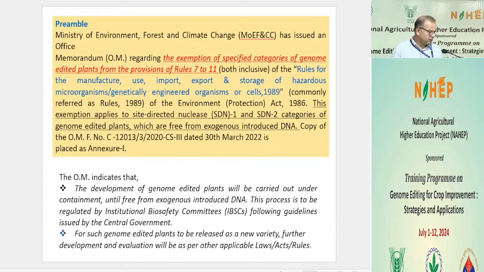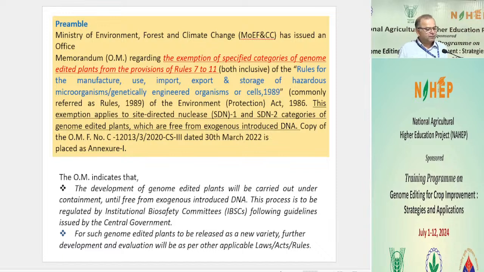Now once you learn about SNPs, you know that there could be so many allelic forms, as many as the number of nucleotides in a particular sequence, isn't it? Plus some addition, deletion still may happen. So with this logic, the exemption is given from rule number 7 to 11. Now what are those rule numbers 7 to 11? What did you really get in exemption?